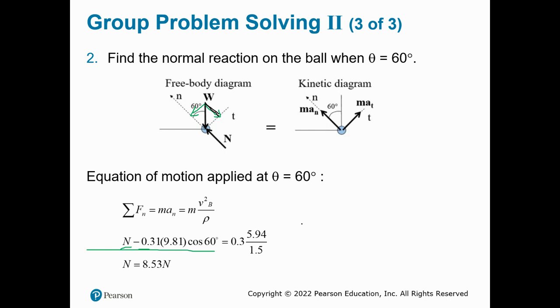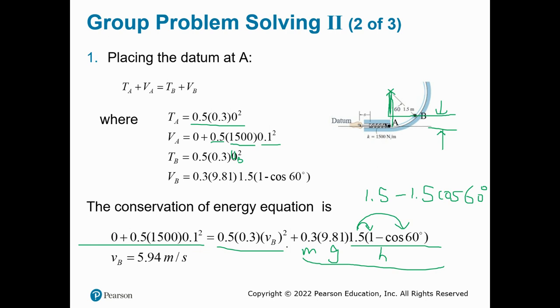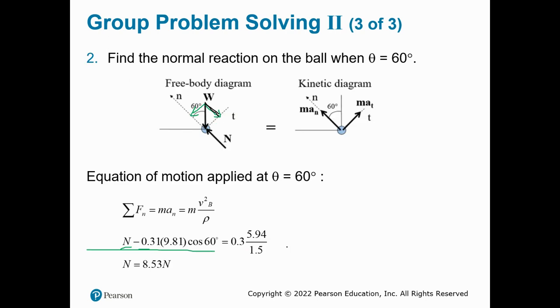On the right-hand side, I know the radius of curvature from A to B is 1.5. We know the velocity at B, calculated from the previous slide. The only unknown in this equation is your normal force. We can calculate the normal force as 8.53.